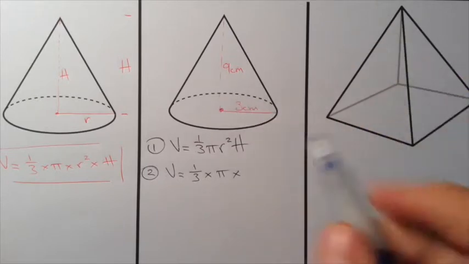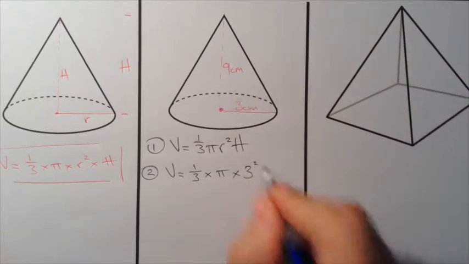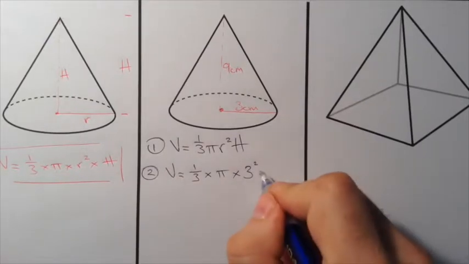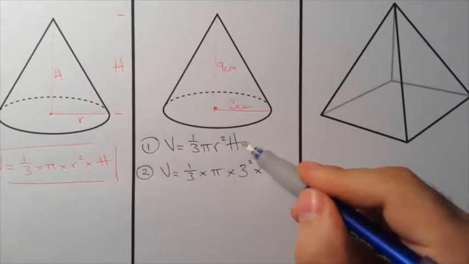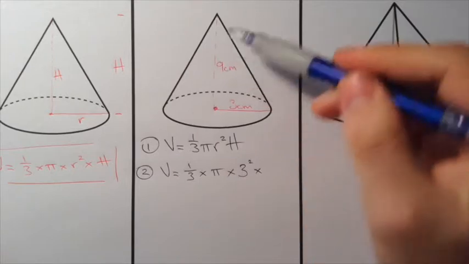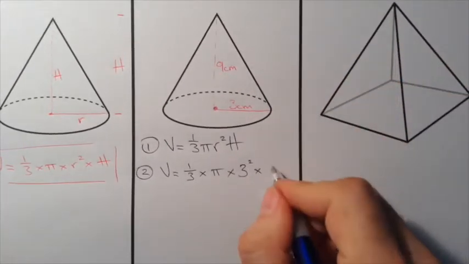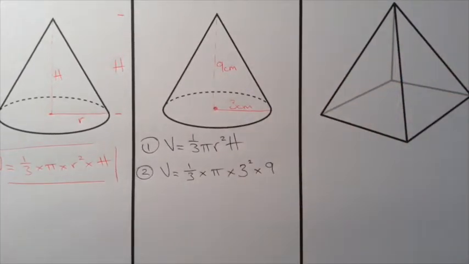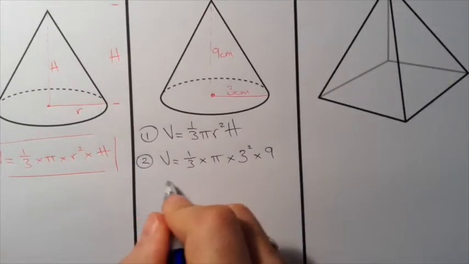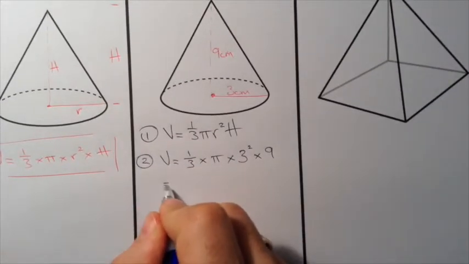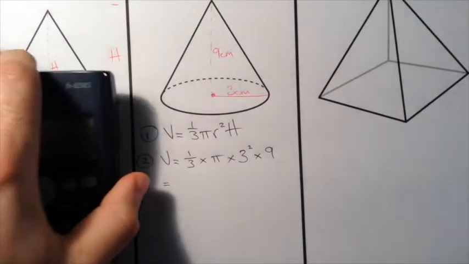Okay, and in this case it's 3 centimeters. So we have 3 squared times our height, and our height, we can see here, our cone is 9 centimeters tall. Okay, so that's what we have there. Next up, what we need to do is plug these numbers into a calculator.